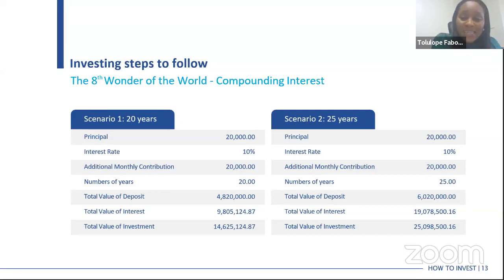But if you're diligent enough to be putting it aside every month. And here I've put an average interest rate of 10%. In Nigeria, we have seen interest rates go as low as 1% and as high as about 20%. So I've put an average of 10% here just to play with figures. So if you are diligent enough to be investing your 20,000 naira every single month, and you invested for a total of 20 years, you would have invested 4.8 million naira. That money, you probably would have spent it on pizza, shawarma, a nice outing with your friends. But if you're diligent enough to put it together, you'd have invested 4.8 million naira. And the interest that would have accumulated on it, compounding interest, 9.8 million naira, to give you a total of 14.6 million. Extended by another 5 years, that would be 25 million naira.